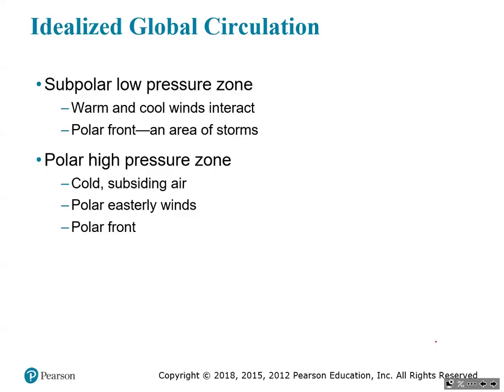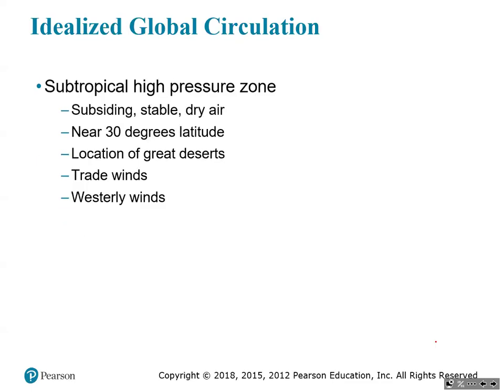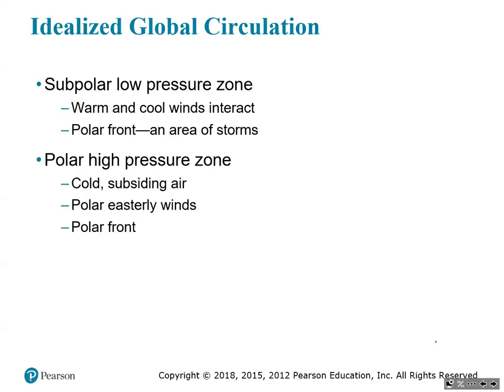Then the westerlies are between the subtropical high pressure zone and the subpolar low pressure zone. At the subpolar low pressure zone, warm and cool winds interact. You get a polar front with storms.